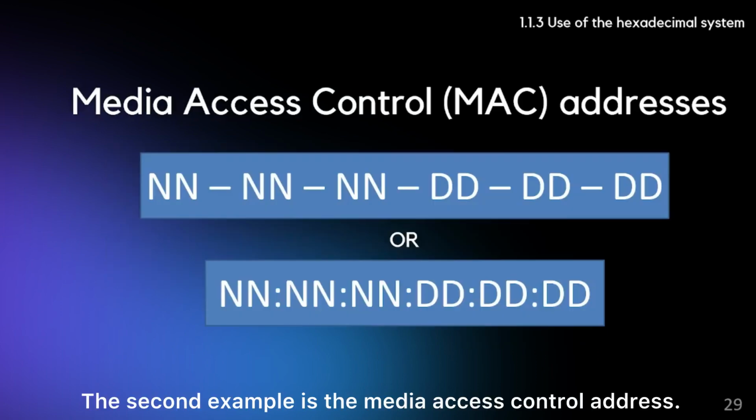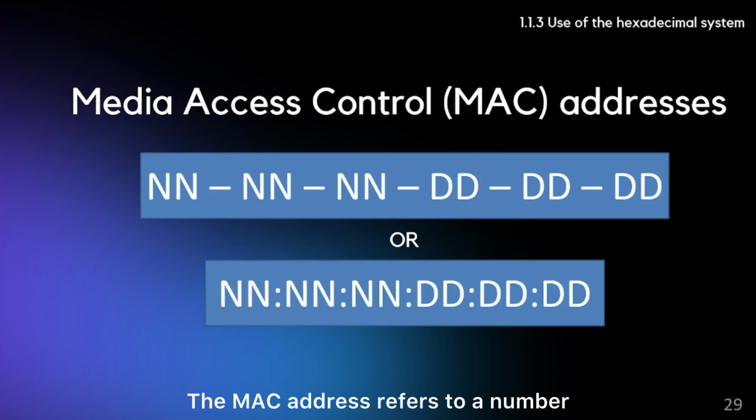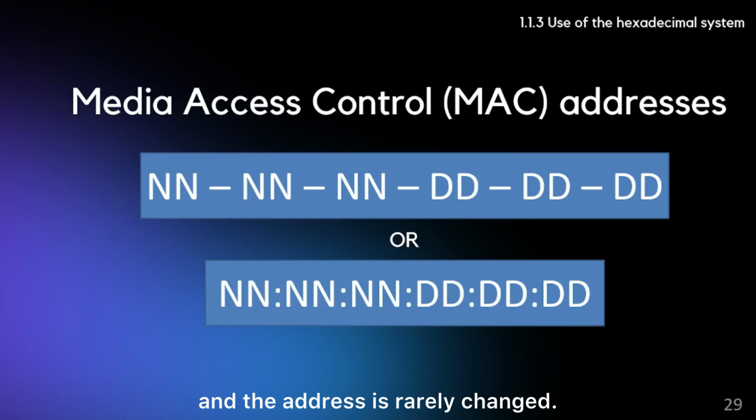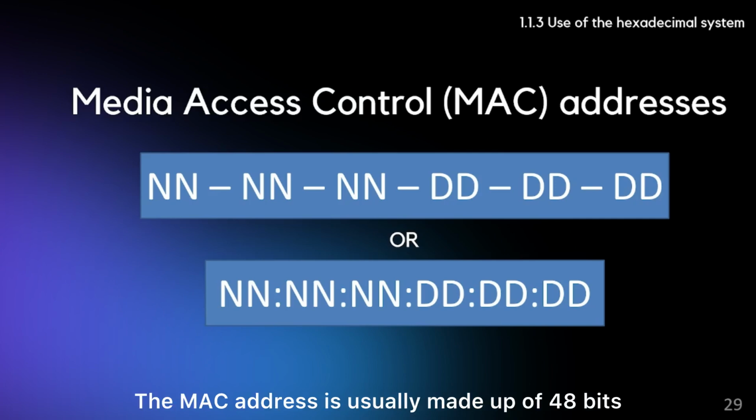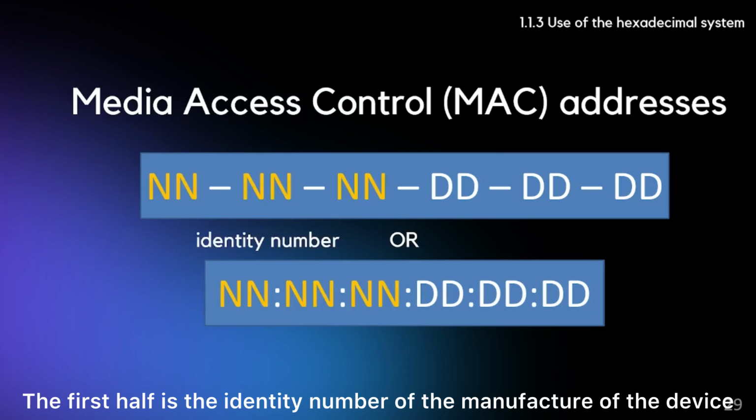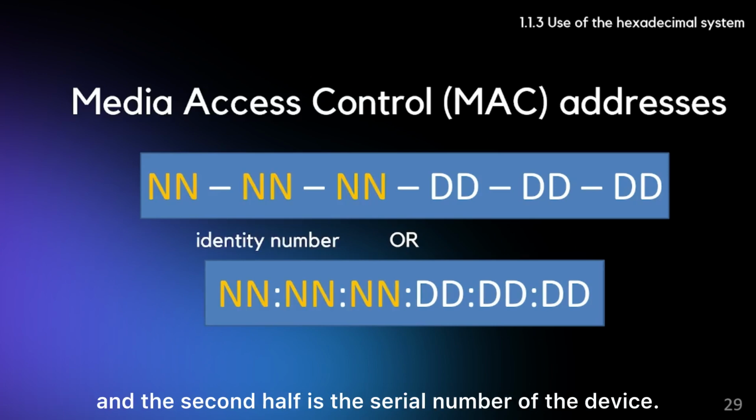The second example is the media access control address. The MAC address refers to a number which uniquely identifies a device on a network, and the address is rarely changed. The MAC address is usually made up of 48 bits, which are shown as 6 groups of 2 hexadecimal digits. The first half is the identity number of the manufacturer of the device, and the second half is the serial number of the device.